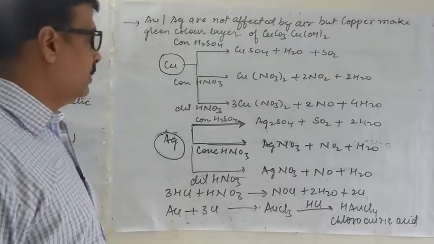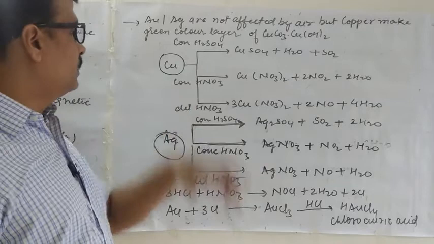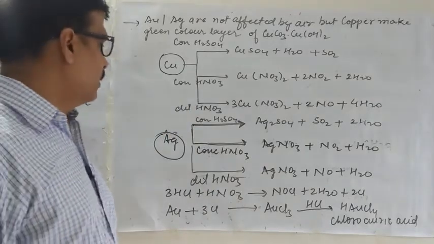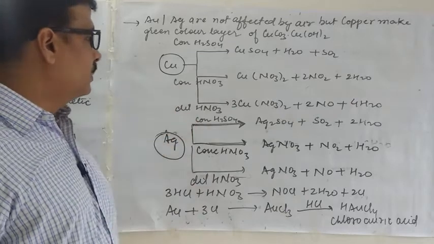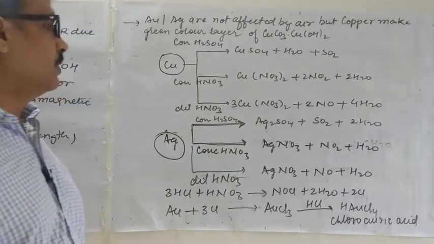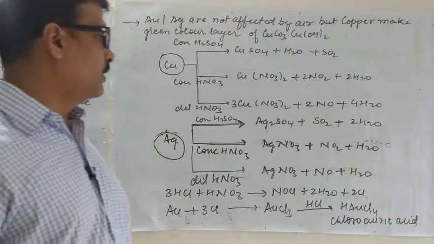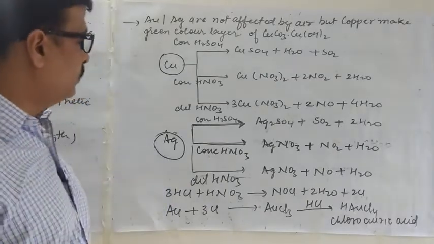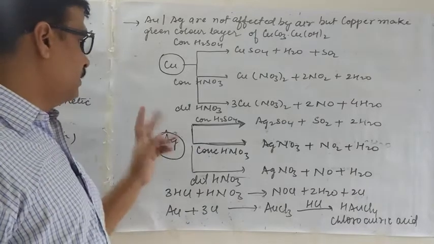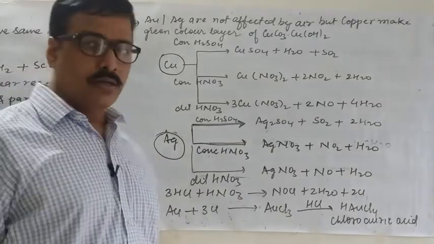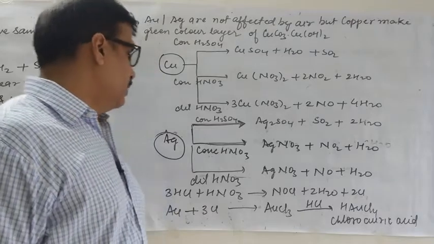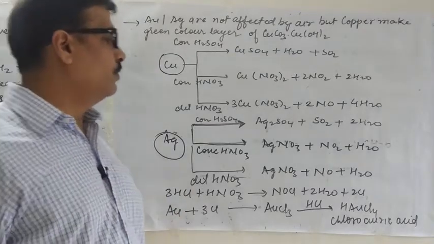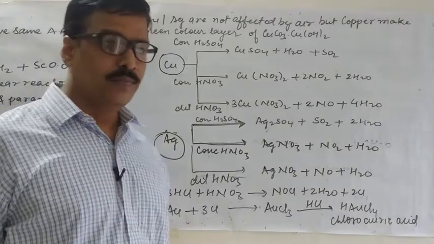Now see some reactions. If copper reacts with concentrated sulfuric acid, then it forms CuSO4, H2O and SO2. Nitric acid in a concentrated medium reacts with copper, then forms copper nitrate, nitrogen dioxide and water. Similarly, dilute HNO3 reacts with copper, then forms copper nitrate, nitrous oxide and water.